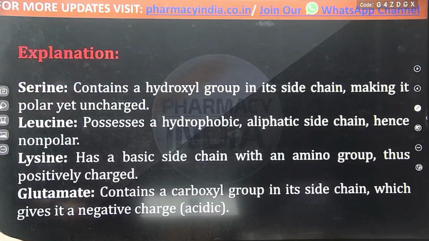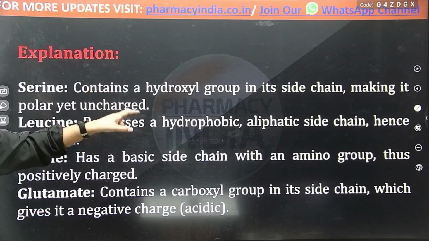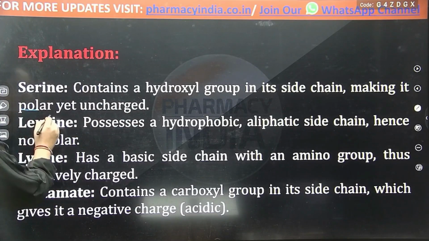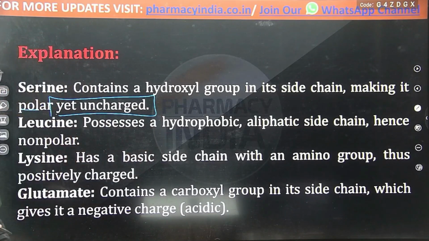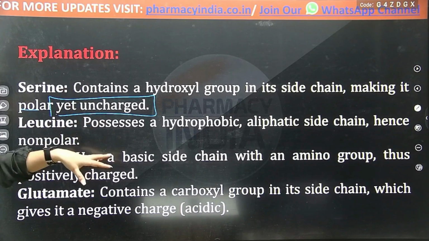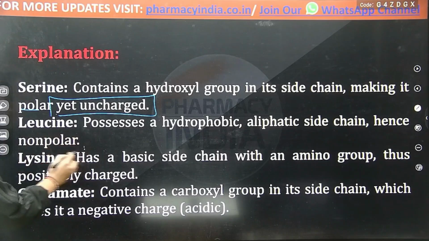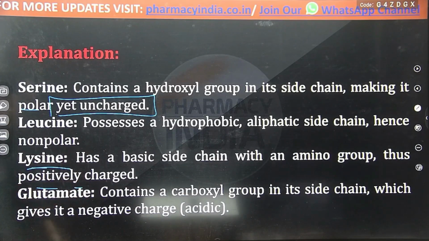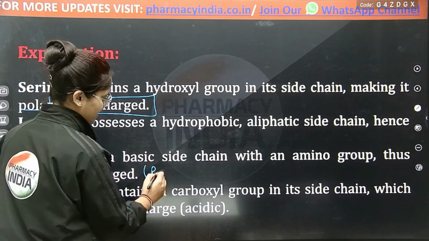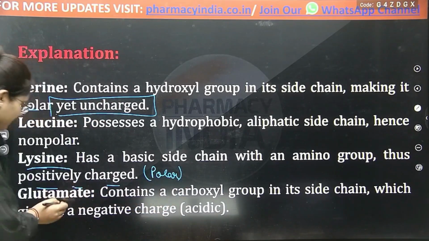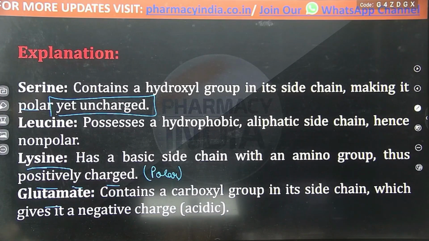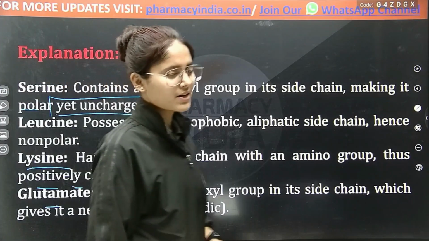Serine contains a hydroxyl group in its side chain making it polar yet uncharged. If we talk about leucine, lysine and glutamate: leucine has a hydrophobic aliphatic side chain and is non-polar. Lysine is a positively charged amino acid, which means it is polar but charged. Glutamic acid contains a carboxyl group and is an acidic amino acid.